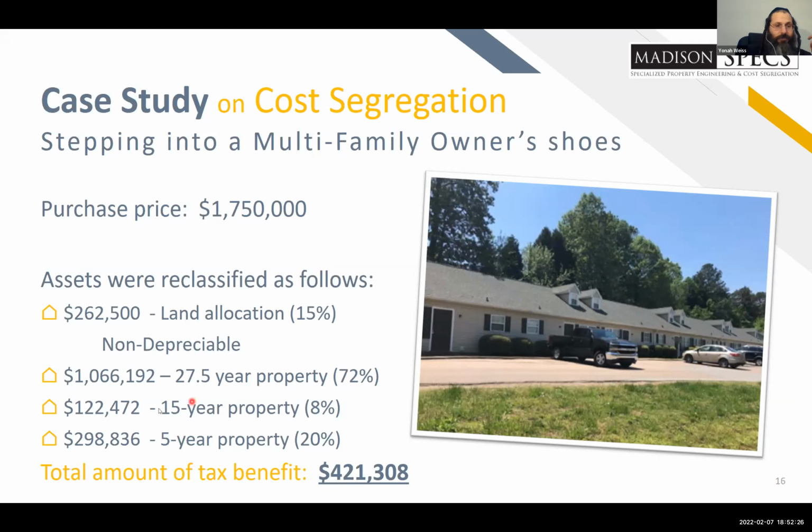And then the 15-year is the land improvements: landscaping, pavement, et cetera. So that's, we found 8%. And then the 5-year property, once again, is the 5-year personal property, things that are non-structural, that are inside. So we're talking about furniture, fixtures, appliances, carpeting or vinyl flooring, cabinets, millwork, even stuff like that. So at the end of the day, $421,000 was his first year tax benefit.